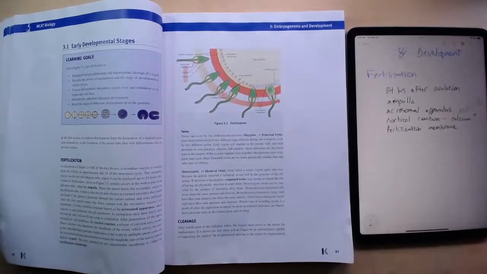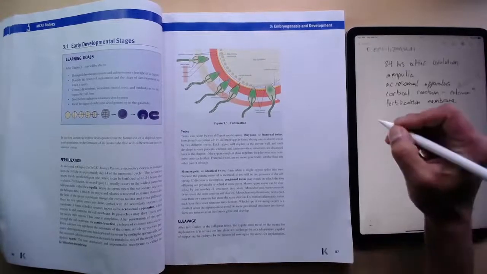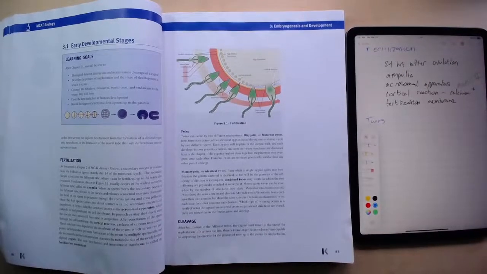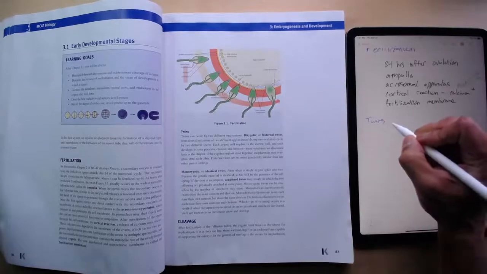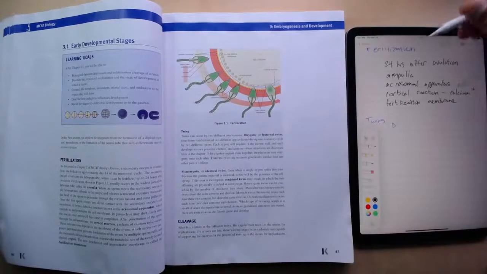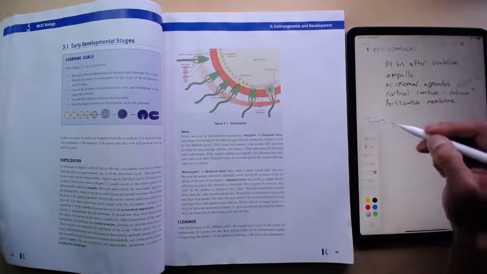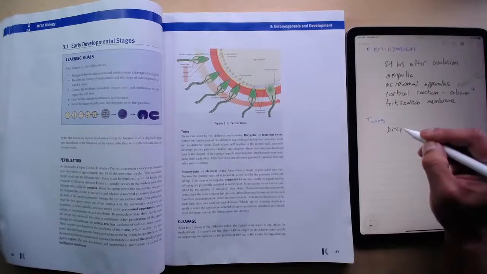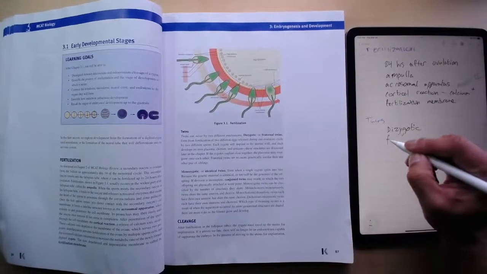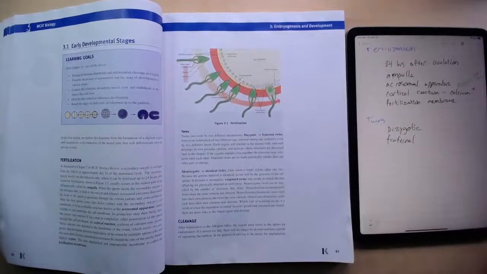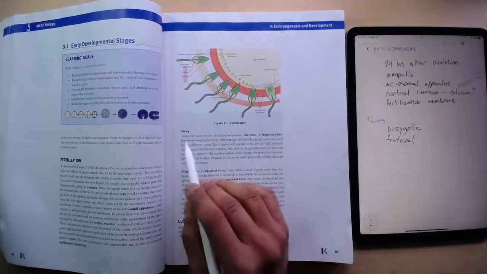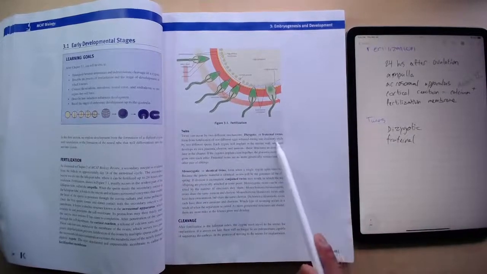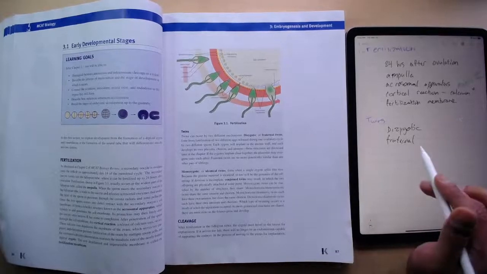Twins can occur by two different mechanisms. Dizygotic or fraternal. I bet dizygotic means identical. Form from fertilization of two different eggs released during one ovulatory cycle. Oh, this is fraternal. Dizygotic is fraternal.